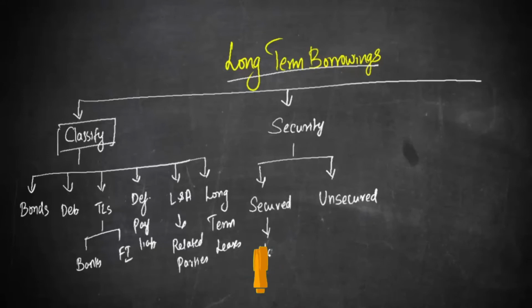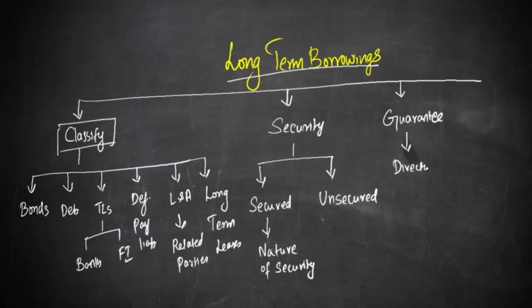So secured borrowings are those cases where securities are given, and these will specify the nature of security. That is, you have to specify what is the nature of security that is given, whether land is given as security, whether a building is given as security, or whether any deposits are given. So that has got to be mentioned. Then you can also have guaranteed borrowings. So when a guarantee is given by the directors, then the amount for which the guarantee is given should be disclosed.